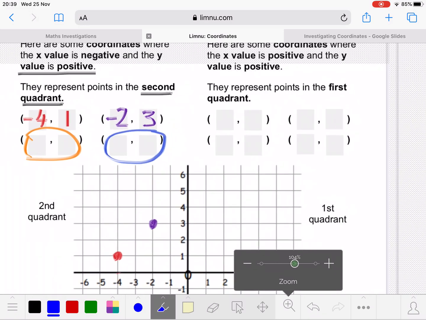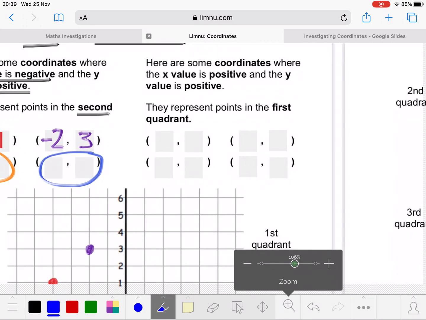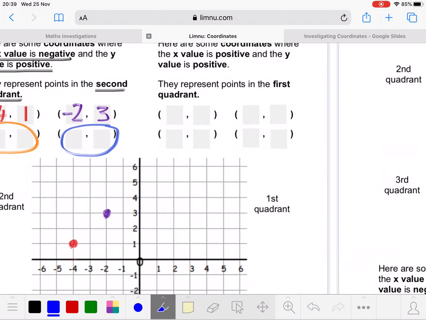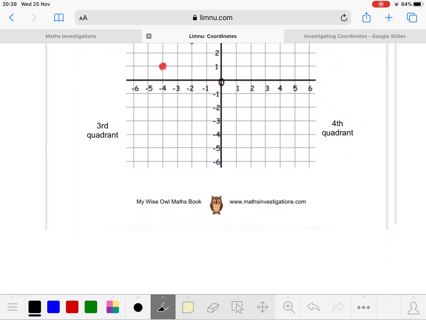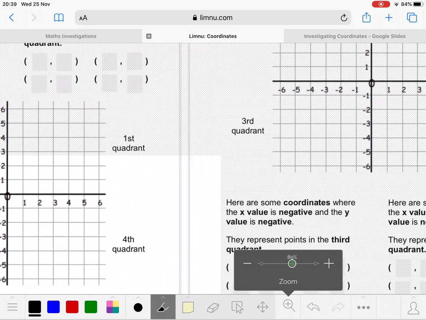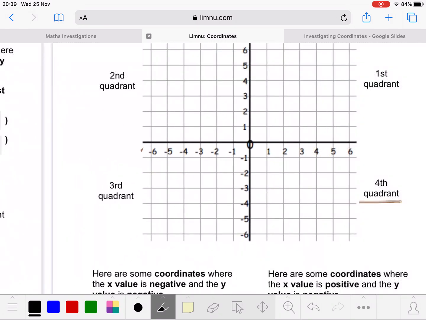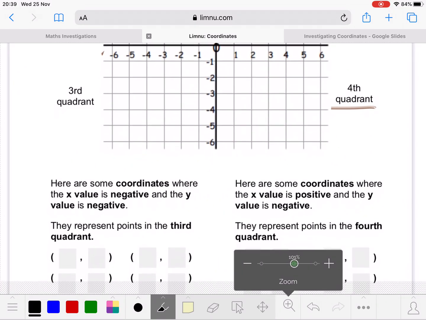Then we move across to this side and we do the first quadrant, where the x value is positive and the y value is also positive. Then we move down to the third quadrant, but on that one we're going to do it on the other picture, so that's over here, and here we're going to do the third quadrant.